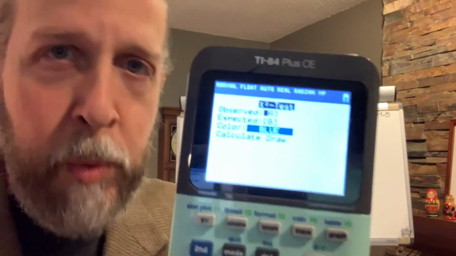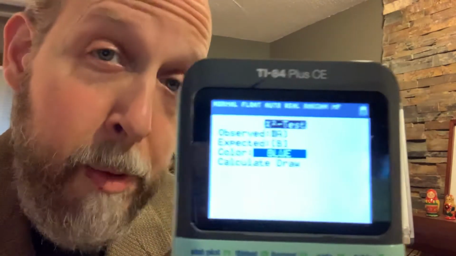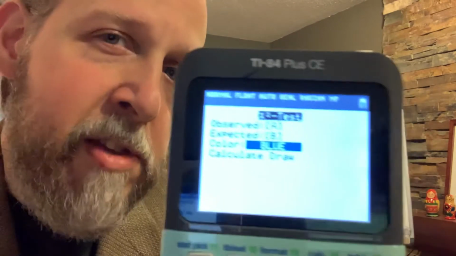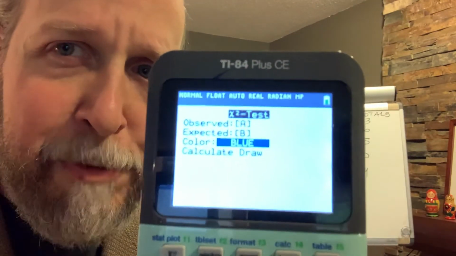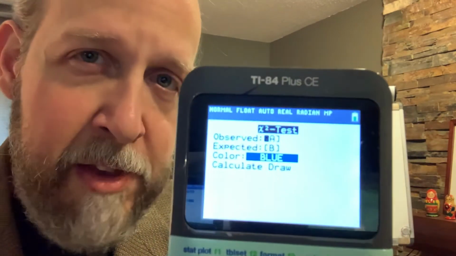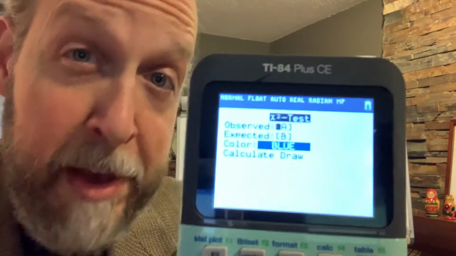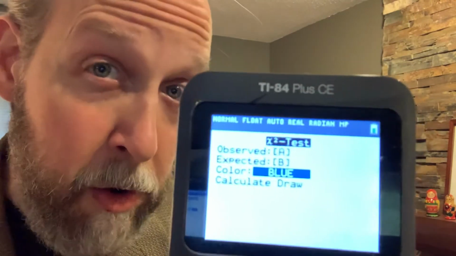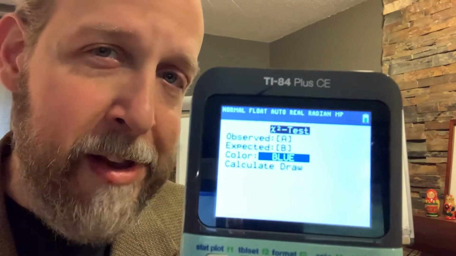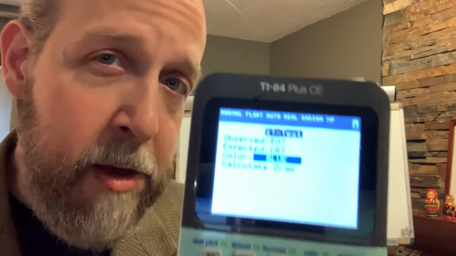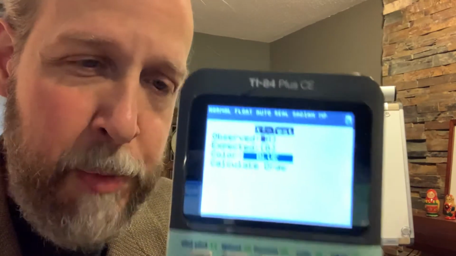What it wants to know is, where did you just put your observations? Well, we put it in matrix A, and that's the default anyway. Expected: now, it makes it for you. It's going to make your expected value matrix. You don't have to do it at all. It just wants to know where you want it to get put. So leave it as B, because that's where you want it to be anyway.